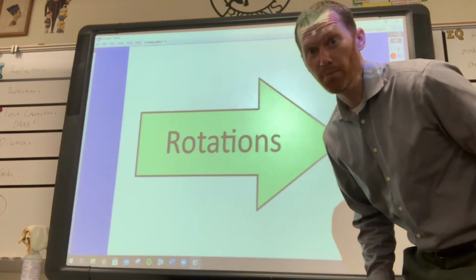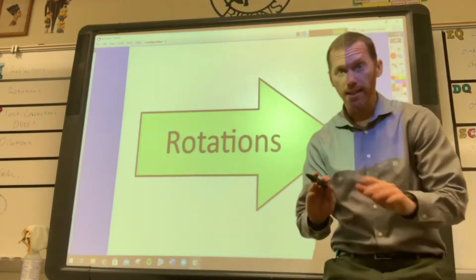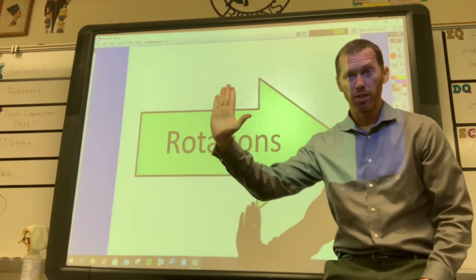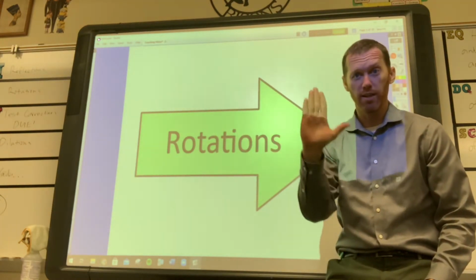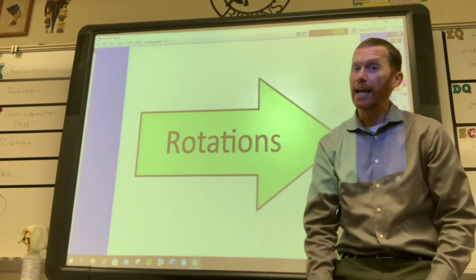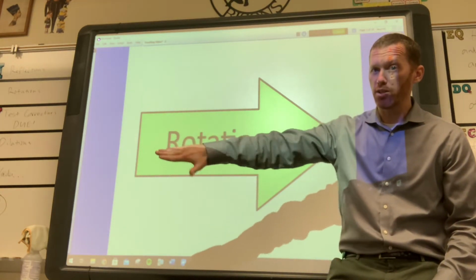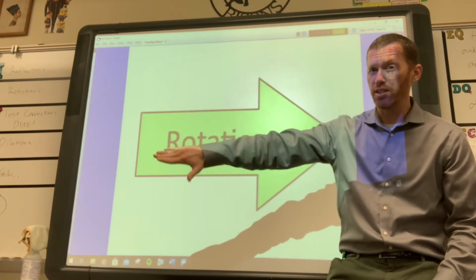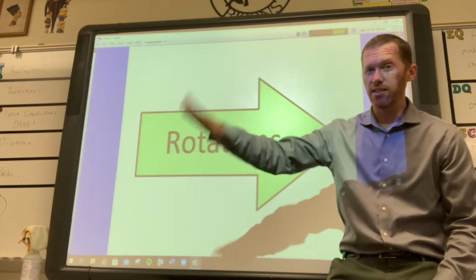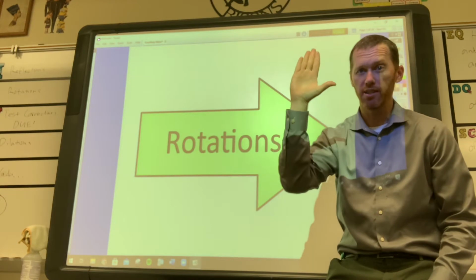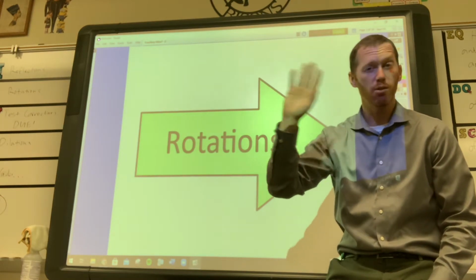All right, so you have become a master, I think, of translations when a shape is moving this way and up and down and so forth. And then you become a master of reflections when you have a shape and it can reflect over an axis. By the way, this one's reflecting over the X axis. And then if I did it this way, it would be reflecting over the Y axis. So we've done all that stuff.